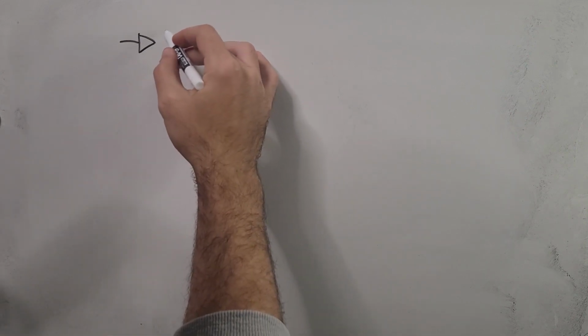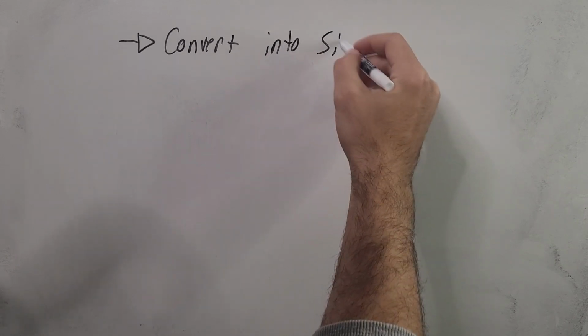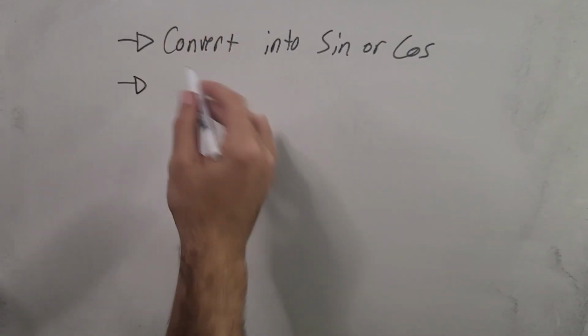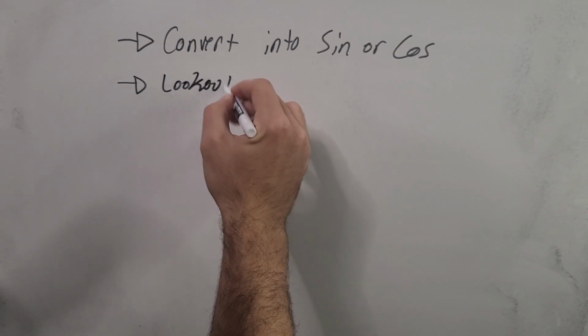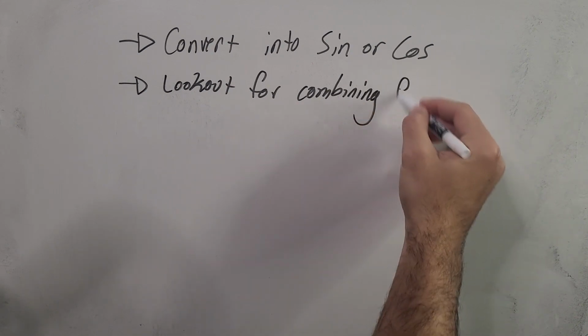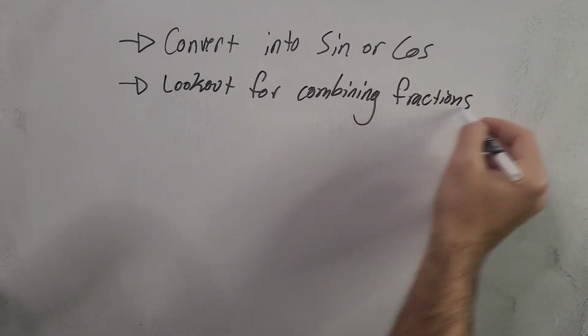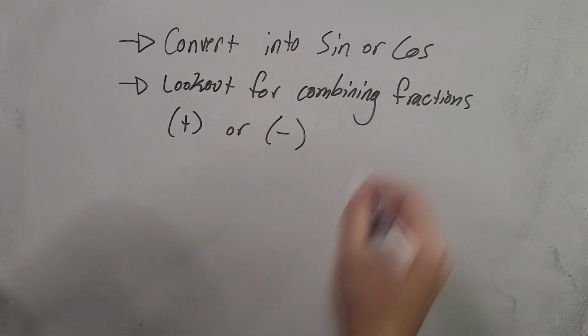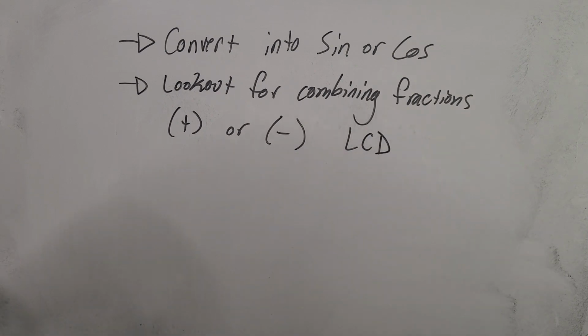First things first is try to convert whatever trig functions you have into sine and cosine. All right, that could help a lot. It could help tremendously. You might be introducing fractions, but it's not going to be the end of the world. You're going to want to typically go to sine and cosine. If that doesn't work, you want to look out for combining fractions. And that usually comes up when you see a plus or a minus sign. When you see that, you're typically going to have to use an LCD method to combine fractions when you're adding or subtracting them. Again, we'll get to that.